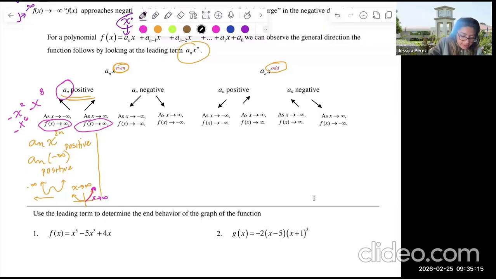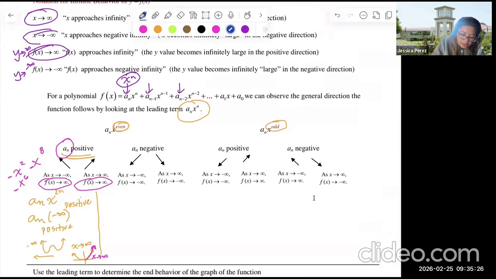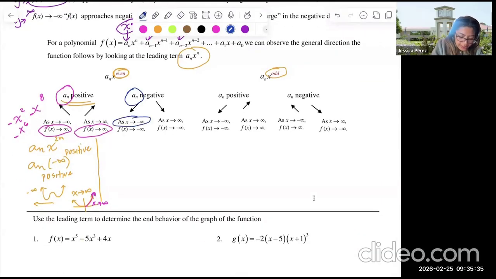Now we will have a different case if a sub n is negative. How will that change? Now let's look at the leading coefficient, a sub n. What happens when a sub n is negative? If the coefficient is negative, what happens as x goes to negative infinity? So we have a negative a sub n, x to the 2n, with n being an even number. Now we will have this behavior. As x goes to negative infinity, my y will also be negative.